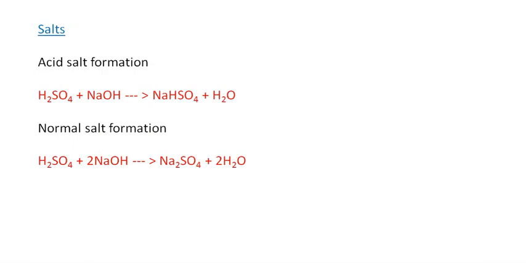So, for example, an example of an acid salt. Now, remember we said we have to use a dibasic acid or a tribasic acid. Sulfuric acid is a dibasic acid. And if we react it with an alkali like sodium hydroxide, we can get NaHSO4 plus water. Now, in this case, we have only replaced one of the hydrogen ions from the acid, right? And we end up with sodium hydrogen sulfate, which is the acid salt.